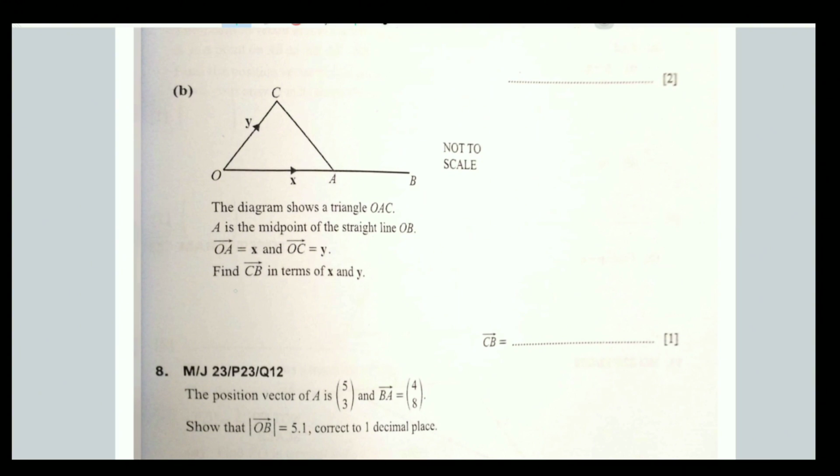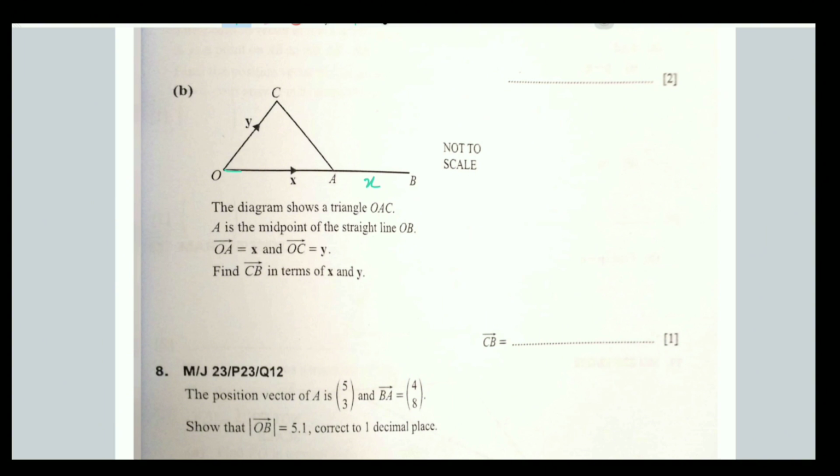This is very easy. Part B, find CB in terms of x and y. How to find CB? The diagram shows a triangle. A is the midpoint. So how to find CB? If OA is x, then this will also be x, because A is the midpoint.